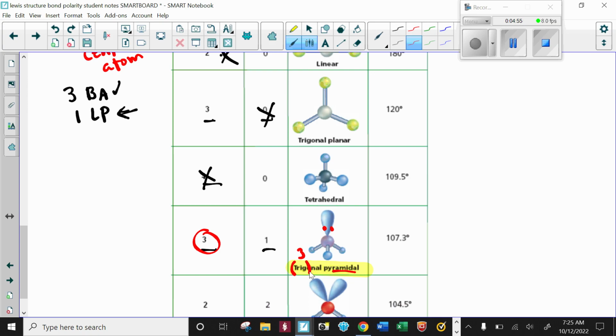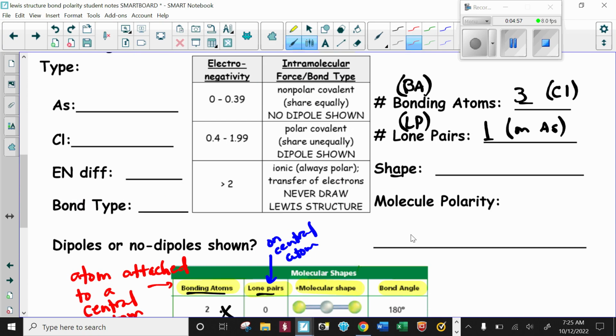Okay, so that means our shape we can come up here and call trigonal pyramidal. Pyramidal, that's also acceptable. Okay, so we're only going to be filling in right now the number of bonding atoms, the lone pairs, and the shape.